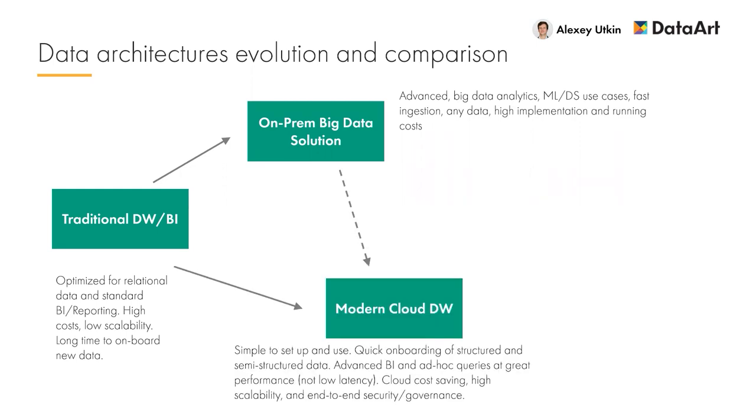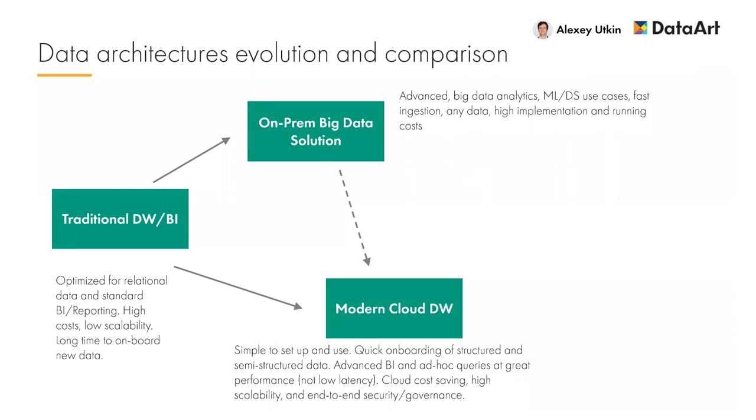Then a few years ago, a third pattern appeared, which is the modern cloud data warehouse, and Snowflake is one of the famous names in this space. This architecture is simple to set up and use, and it has a lot of the benefits of a data lake as well. So you can quickly onboard structured or semi-structured data. It powers advanced BI and ad hoc queries, has great performance. It is as optimized as a traditional data warehouse, but it also has the cloud scale, so you get extra performance from that. But at the same time, we need to understand it's not necessarily low latency as such. It's a BI workload, so it's seconds. And low latency would still sit in the big data or data lake category.